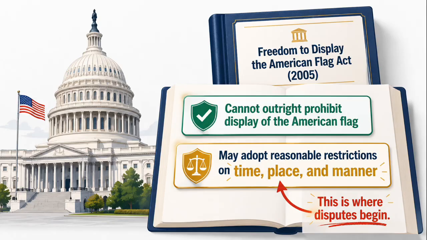In 2005, Congress passed a law called the Freedom to Display the American Flag Act. The law generally prevents homeowners associations from outright banning residents from displaying the American flag on property they own or have the right to use. That sounds straightforward, but there's an important catch. The law also allows associations to adopt reasonable restrictions regarding the time, place, and manner of display. Time, place, and manner. Those three words are where most HOA flag disputes actually begin.